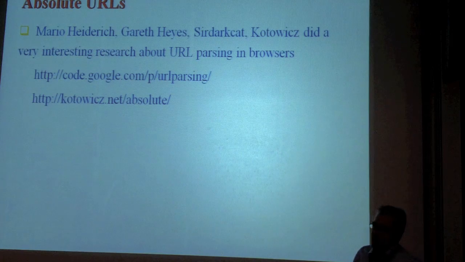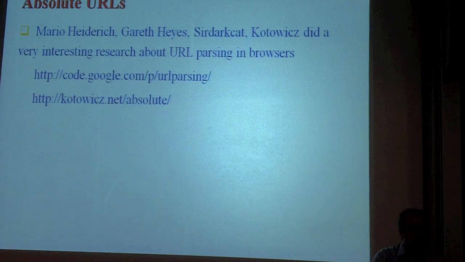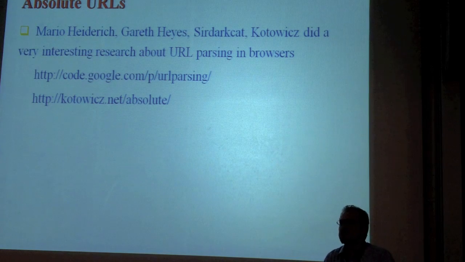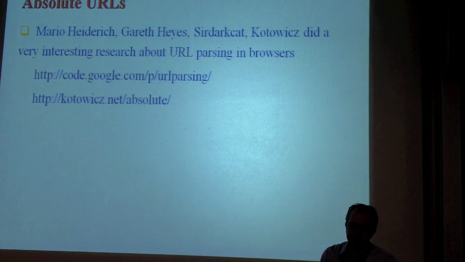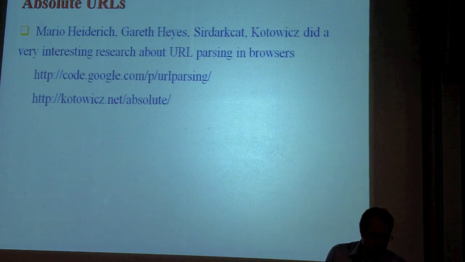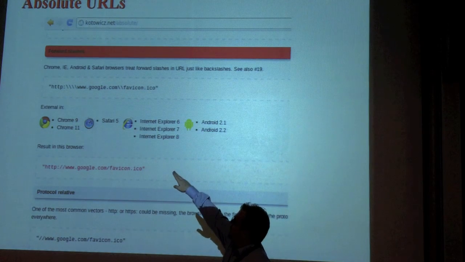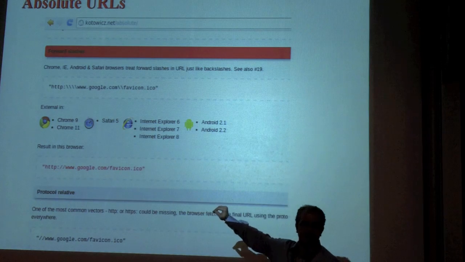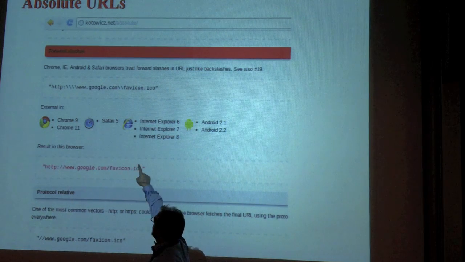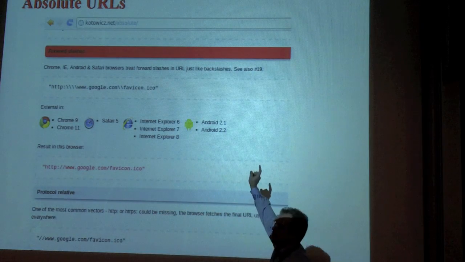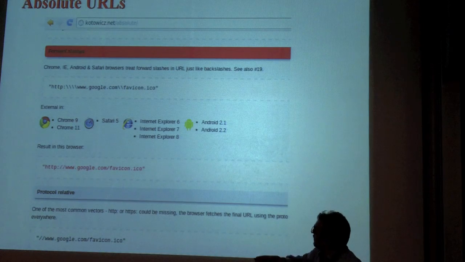And we have those guys that did this research, actually, to understand how browsers interpret strange patterns in URLs. What's a strange pattern? For example, this: HTTP colon backslash backslash backslash. In this case, we know that Chrome 9, Chrome 11, Safari 5, Explorer 6, 7, 8, and Android resolve that URL as an external host.